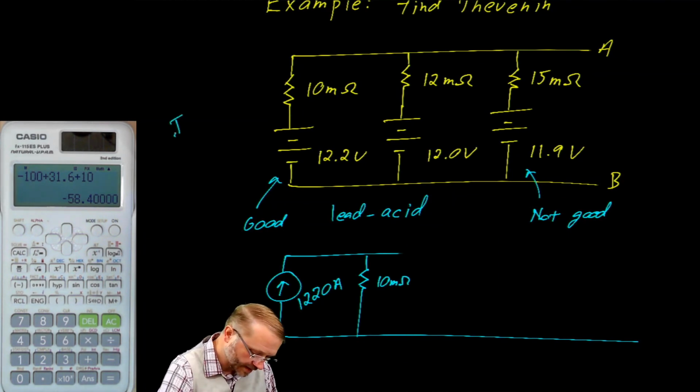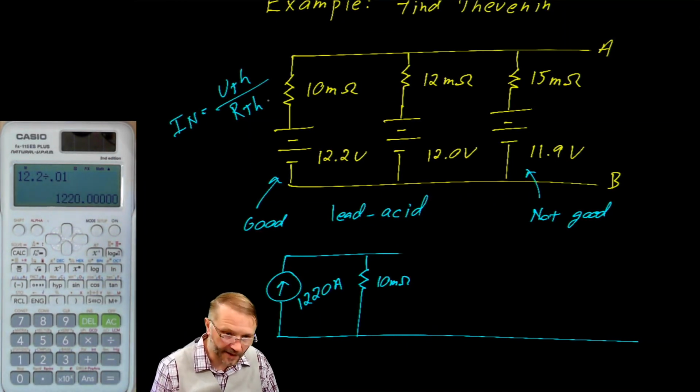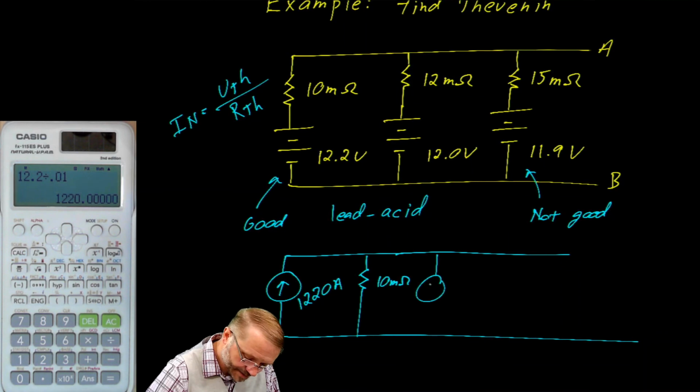By the way, a Norton current is a Thévenin voltage over a Thévenin resistance, which in this case is 12.2 divided by 0.01. There we go. That's where our 1,220 amps comes from. We do the same for the other pieces.